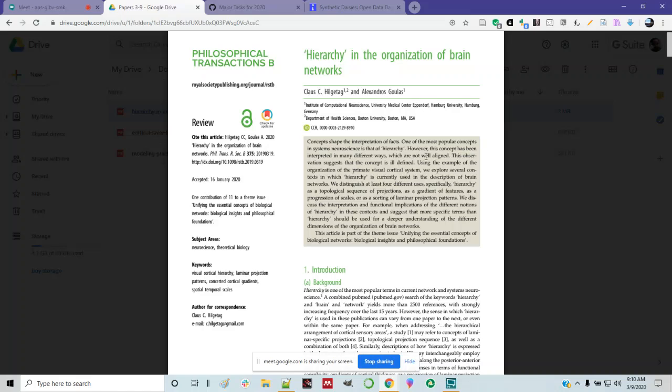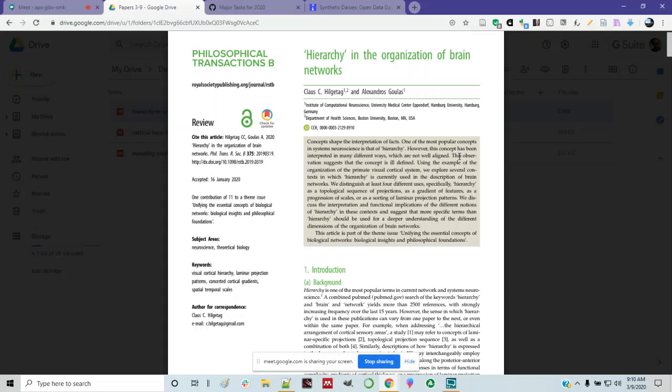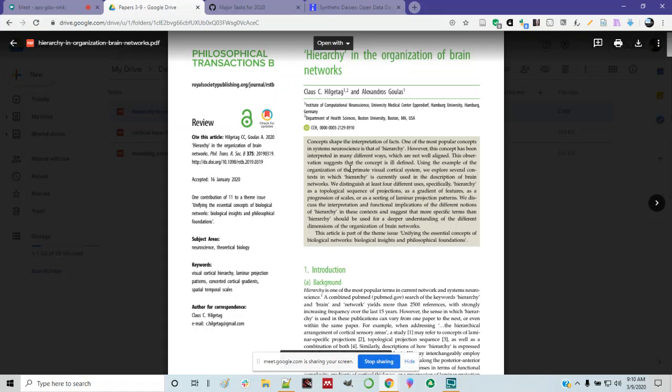There are a lot of different architectures that one can use for hierarchy, but the idea is that there are top levels that are above lower levels that are organizationally different. Maybe they have their spatial scales, or their functional scales. And so that's what hierarchy means. However, this concept has been interpreted in many different ways, which are not well aligned. We talk about hierarchy a lot, but we don't really know what it means in a specific context, and whether there are general principles of hierarchy. So this observation suggests that the concept is ill-defined.